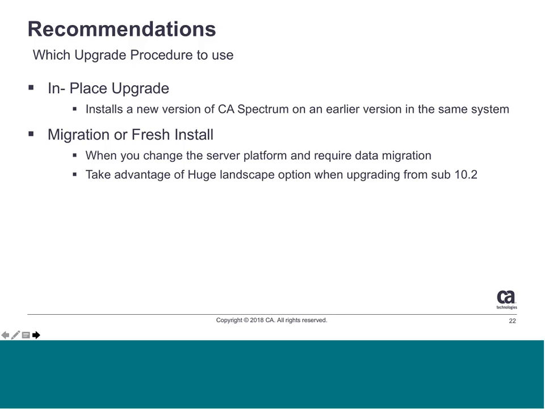So if your current deployment is on a lower release of Spectrum, which is perhaps still at 32-bit, and you want to plan for an upgrade to a 64-bit architecture, that's where you need a migration or a fresh install. On the same lines, if you're still using the legacy landscape option and want to take advantage of the huge landscape option, which actually helps you manage more than 1 million instances, right? So in that case also, a migration or a fresh install is the way to go.